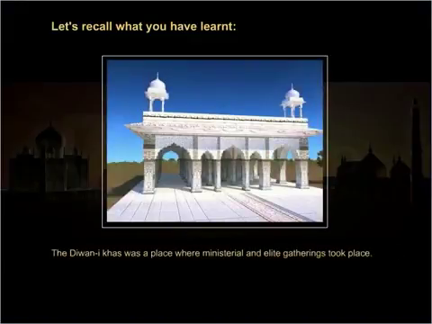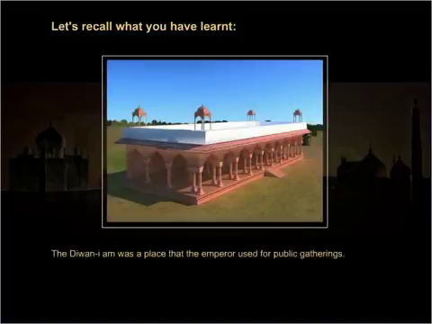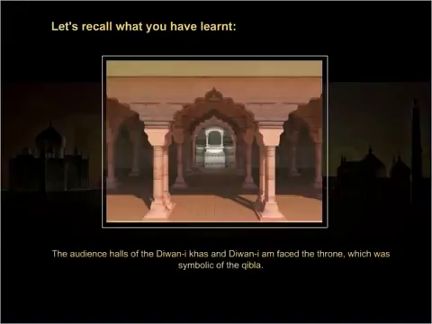The Diwan-e-Khas was a place where ministerial and elite gatherings took place. The Diwan-e-Am was a place that the emperor used for public gatherings. The audience halls of the Diwan-e-Khas and the Diwan-e-Am faced the throne, which was symbolic of the Qibla.